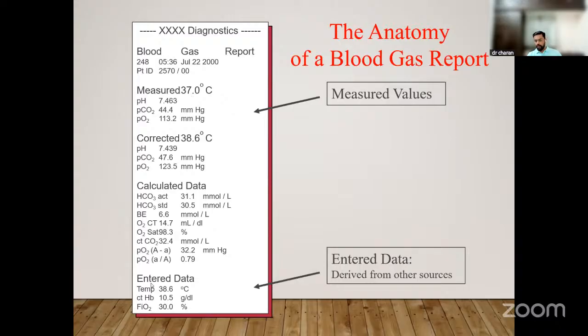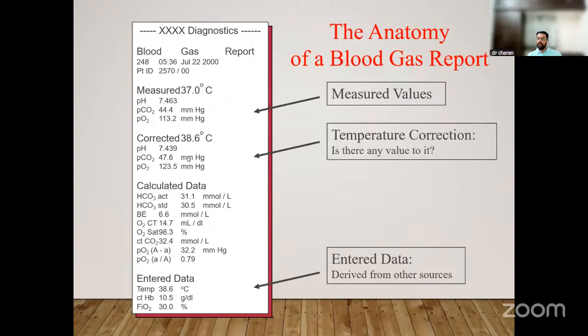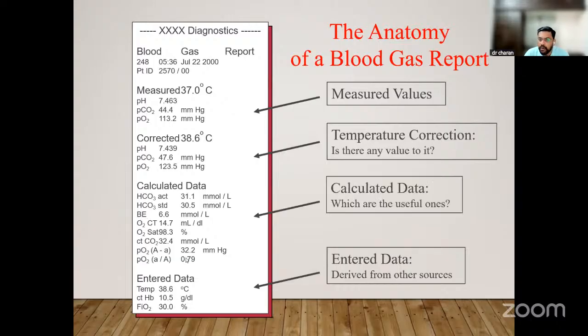So say the patient's temperature is 38.6. There can be some changes in these parameters according to the patient's temperature. So what the machine does is it corrects these values to the patient's temperature, that is 38.6. This is temperature correction, and we get slightly different values here. From these measured values, the machine calculates certain things, that is bicarbonate, base excess, and other oxygen related parameters. These are all calculated data. Now we'll see one by one.